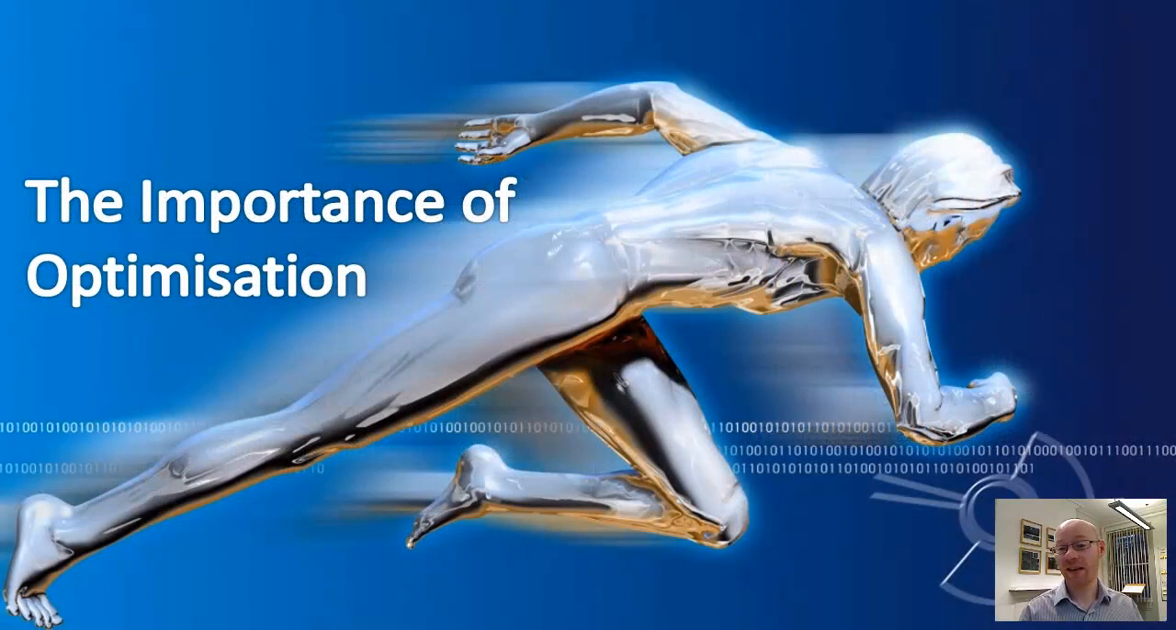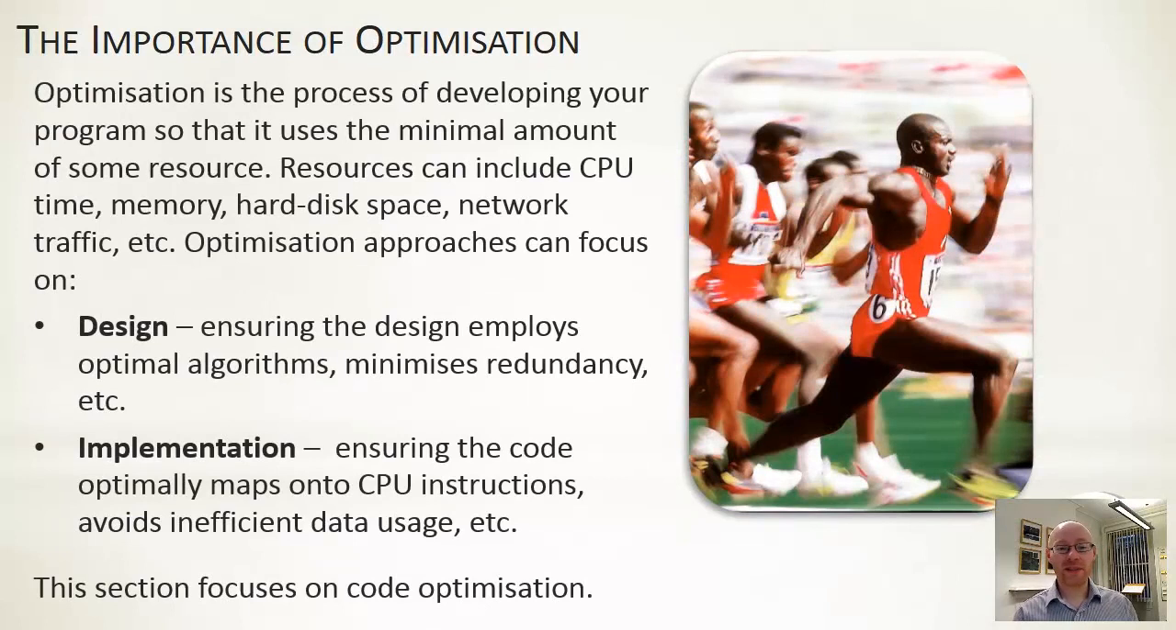So we'll start off having a look at the importance of optimization and how this fits into not only games really, but basically all apps or programs that we may want to create. Optimization, if we were to define it, is all about creating your program so that it uses the minimum amount of some resource. Now that resource could be CPU time, it could be memory, it could be network traffic. So it's about minimizing the amount of needed resource for your program.